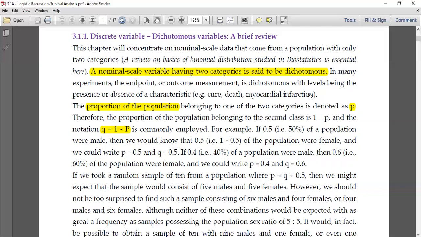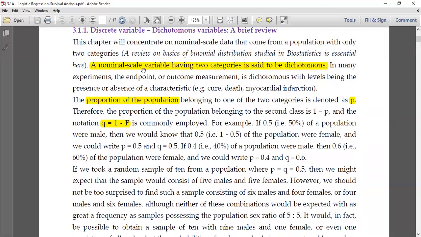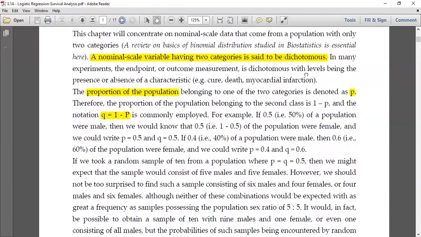Myocardial infarction also you can take as one of the characteristics. You can say yes, it happens, it doesn't happen. So the patient dies because of MI, or the patient doesn't die because of MI. So either this or that, any two outcomes will be there. The outcomes will be only two. Such a kind of nominal scale variable, you call it dichotomous. There are only two outcomes of it.